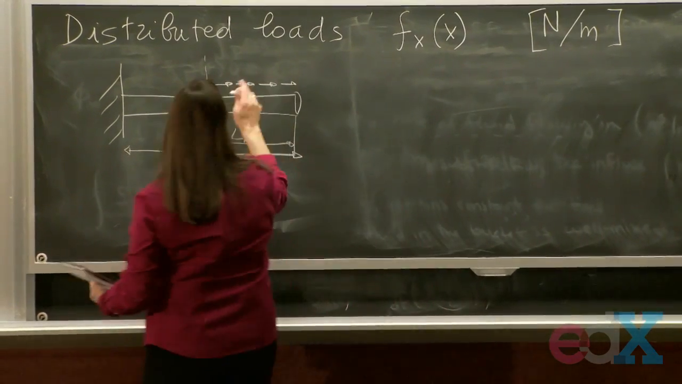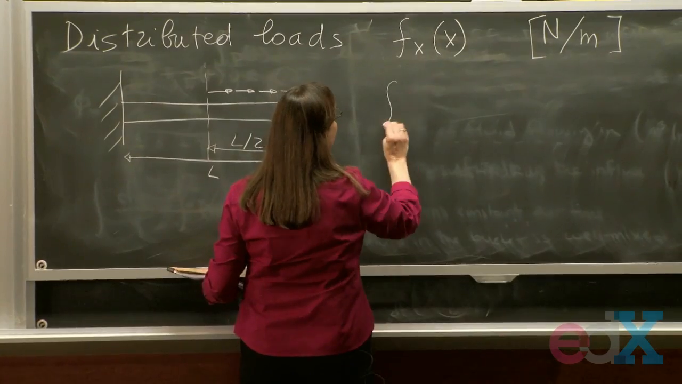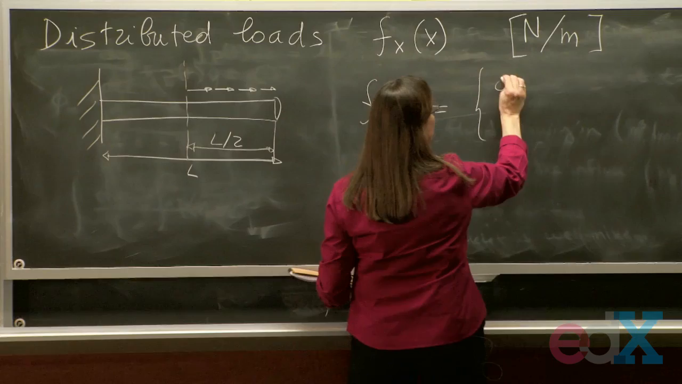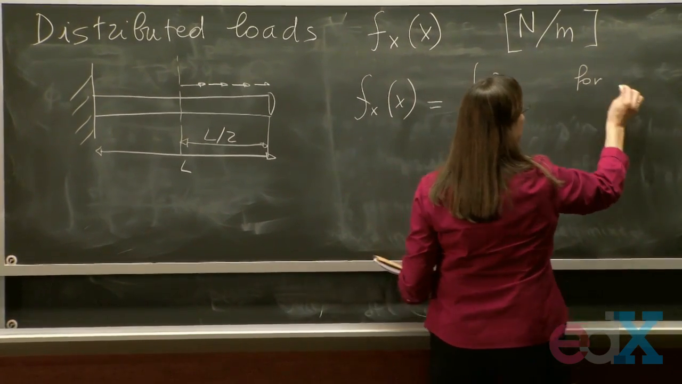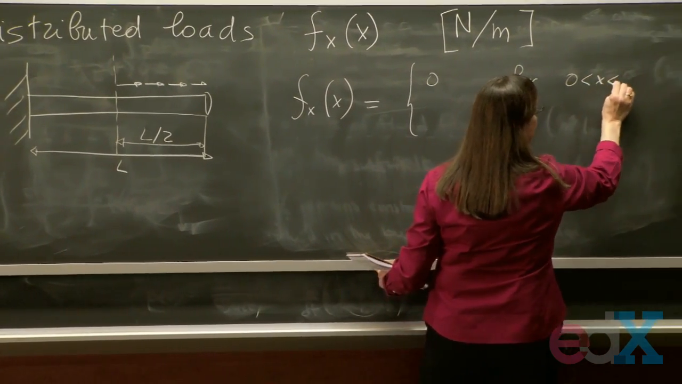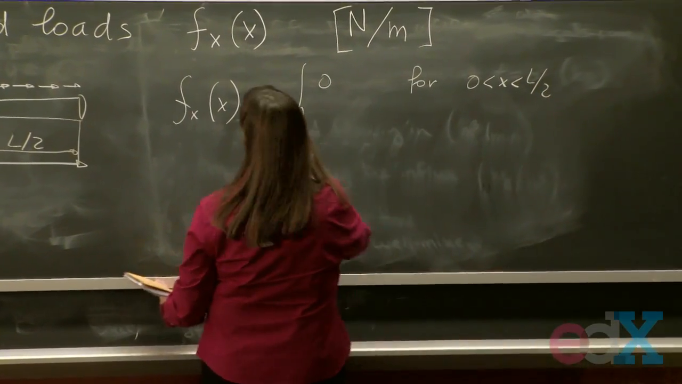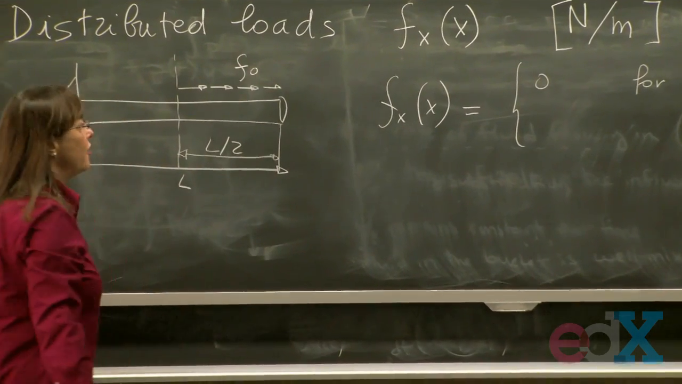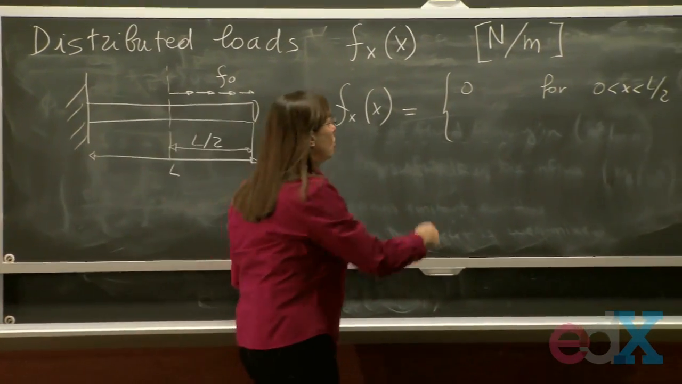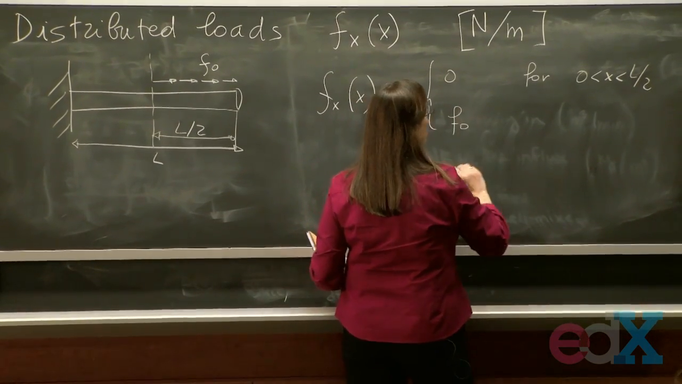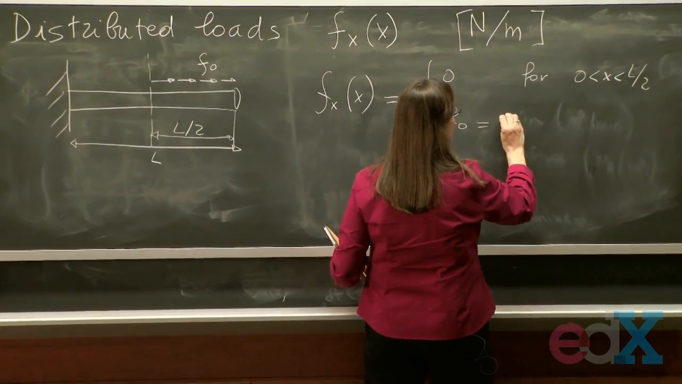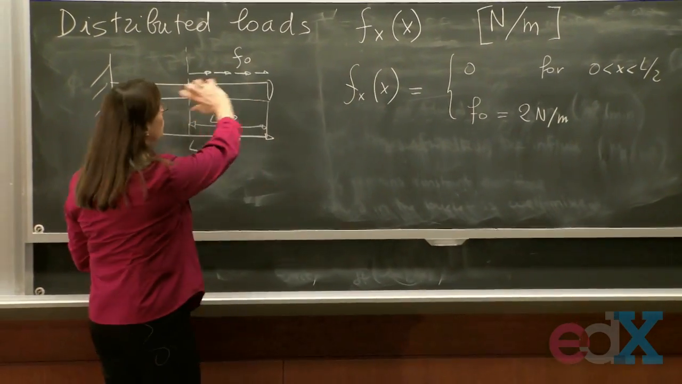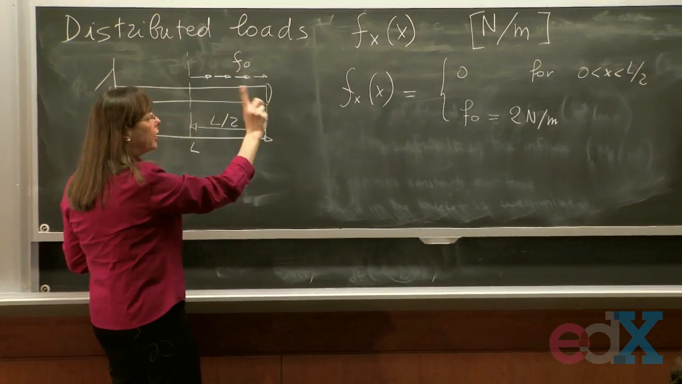Okay, so let's say that our Fx of x, let's define it as 0 for 0 less than x less than L over 2. And then let's say that over here, just to make life easy, I have a constant distributed load F0 per unit length. So on that side is going to be F0. And let's make it that it is 2 newtons per meter. You see, I go here and I give it 2 newtons per meter, pulling along the x-axis.